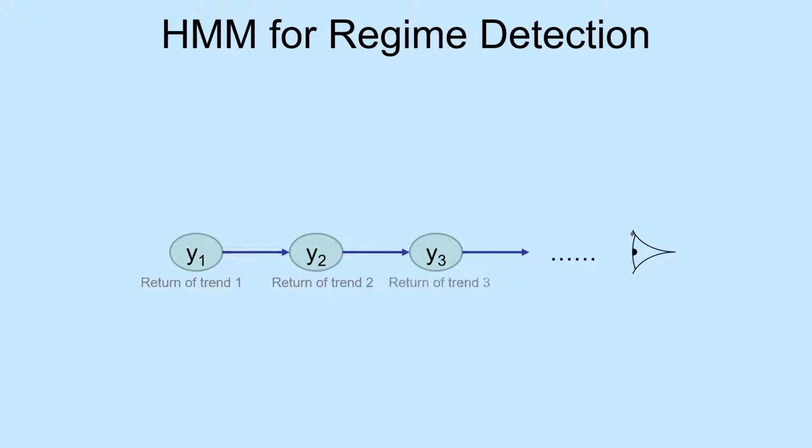To detect market regime with the hidden Markov model, we observe the return of each trend, the Ys. We assume that this return reflects the hidden state of the market. We further assume that there are two types of hidden state, either regime 1 or regime 2.